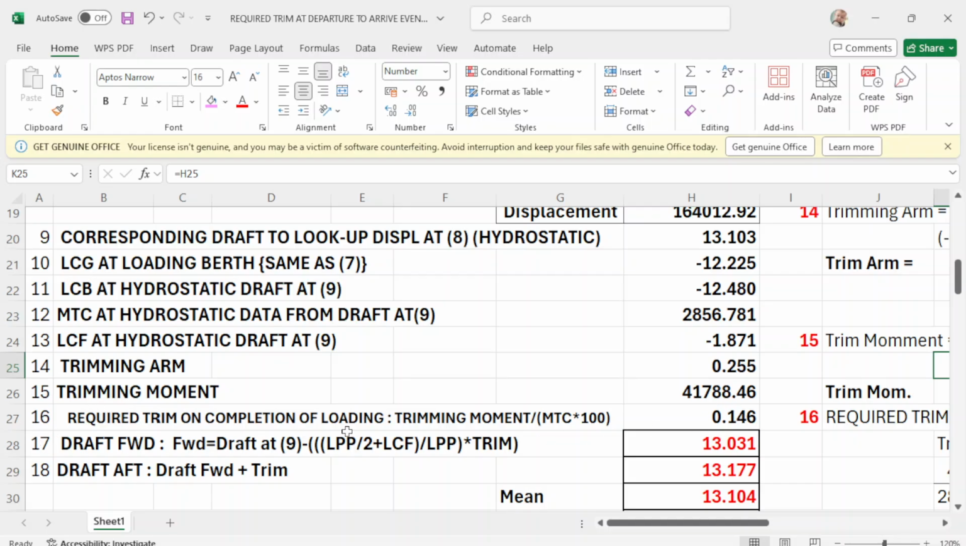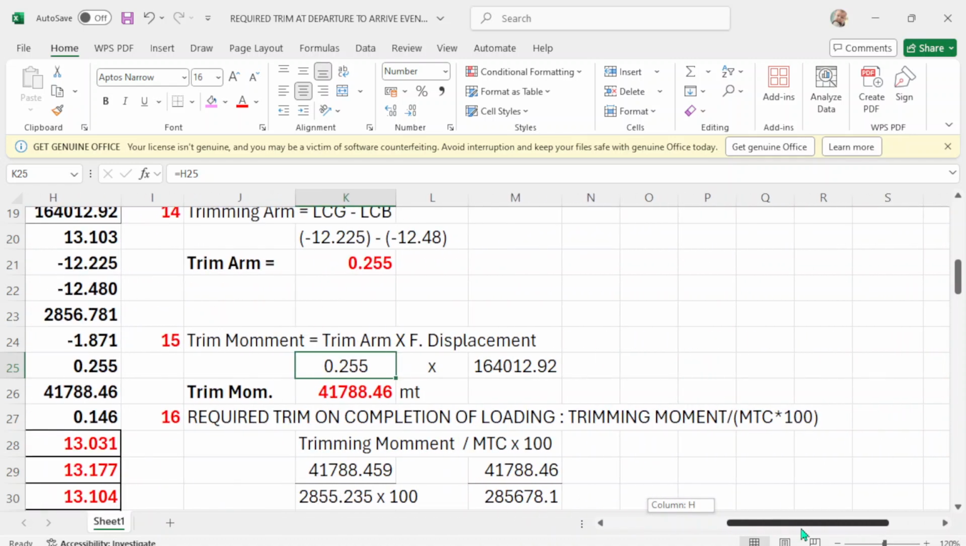Required trim on completion of loading. So that will be your required trim in departure in your lanes. That will be 14 centimeters or 15 centimeters. How did I get this one? The formula is trimming moment over MTC times 100.